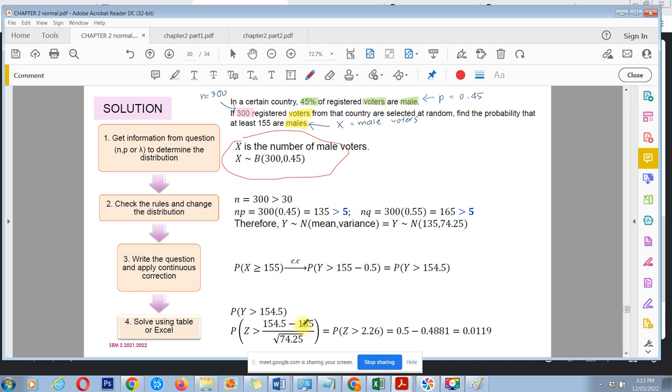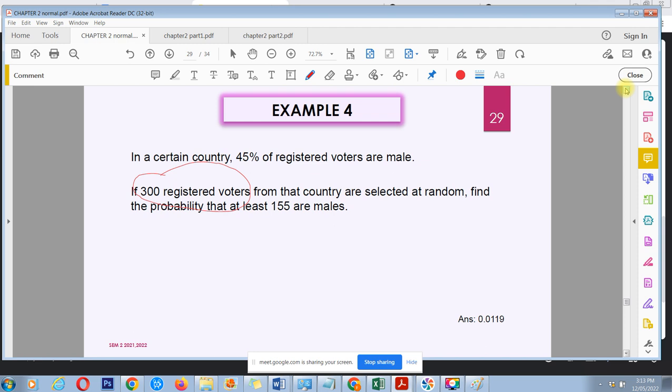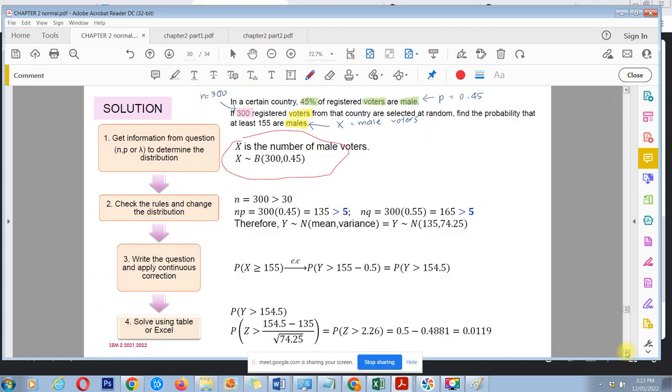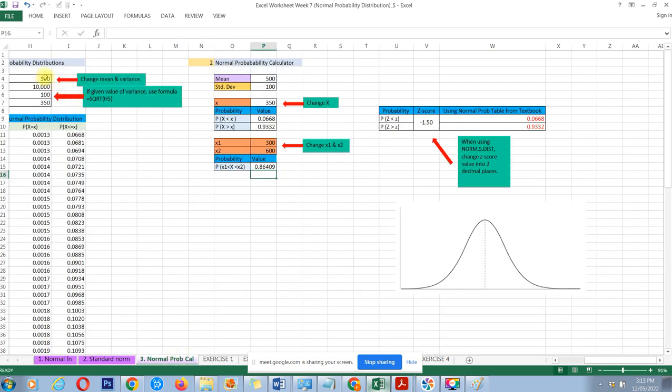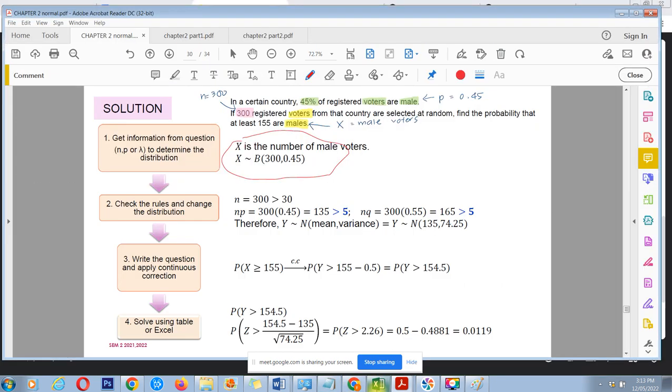So we have 135. What is 135 here? The question asks... 135 is the mean. So we have mean here, 135. So you go to your calculator. You already have calculator here. You change here, your mean is 135. And then what here? Standard deviation. You give a standard deviation or how? Standard deviation is 7.4.